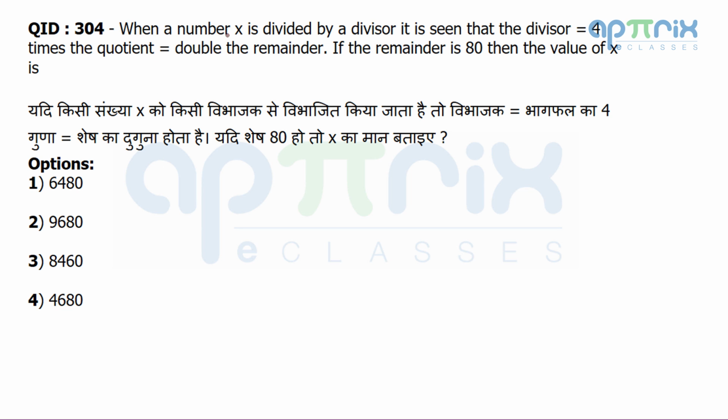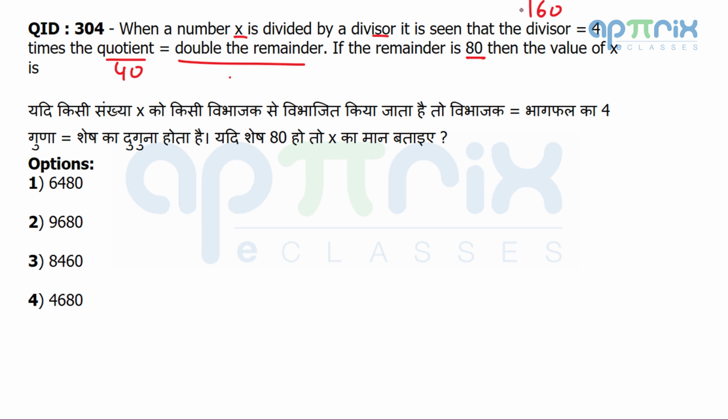Question number 4. When a number x is divided by a divisor, it is seen that the divisor is equal to 4 times the quotient and double of remainder. So that means divisor is double of remainder. So remainder is given as 80. That means divisor directly becomes 160 and the quotient becomes 40.